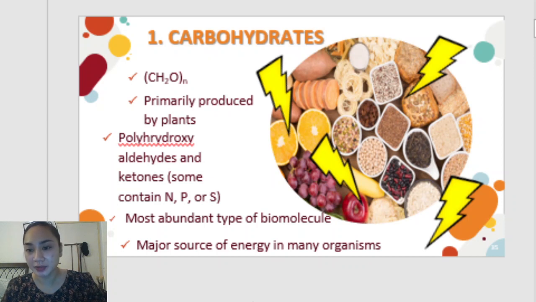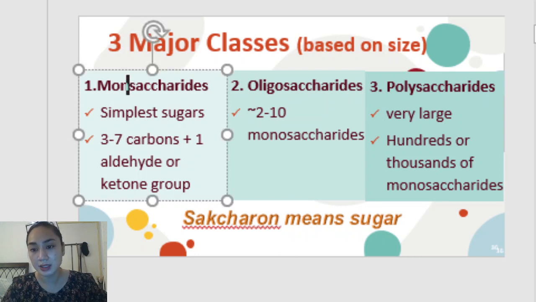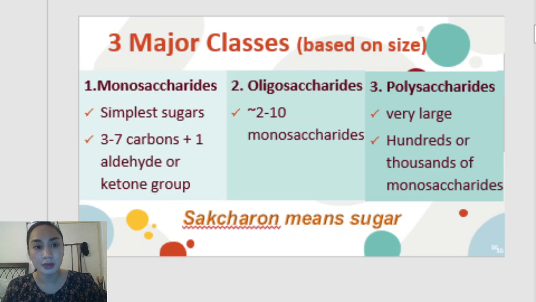Again, carbohydrates have CHO in their structure, right? There are major classes based on size. We have three: monosaccharides, oligosaccharides, and polysaccharides. Sorry, there's a typo, this is mono. So, let's compare the three.